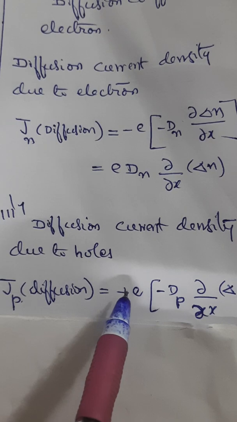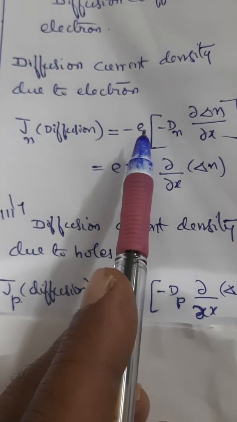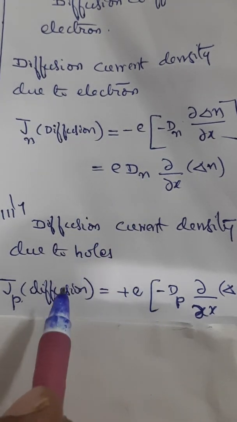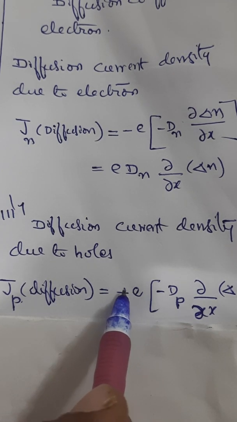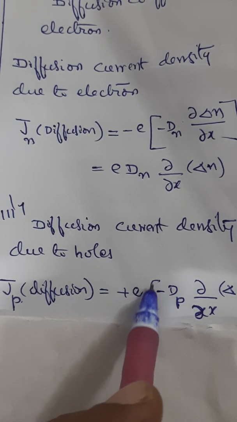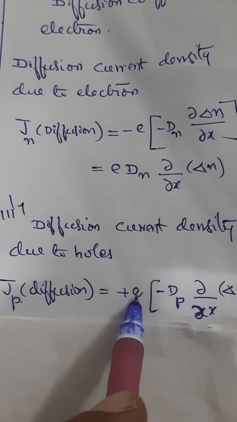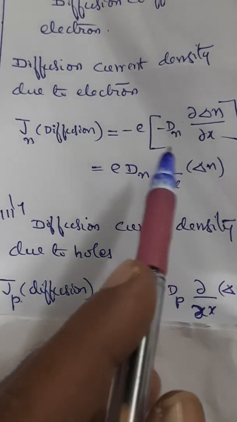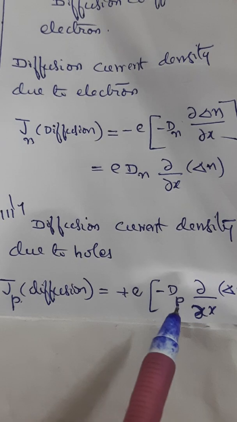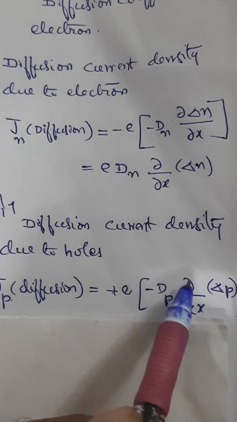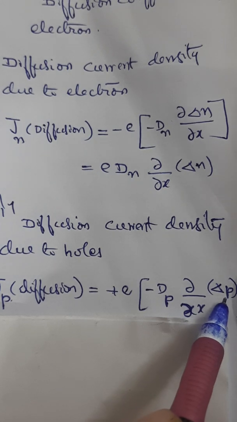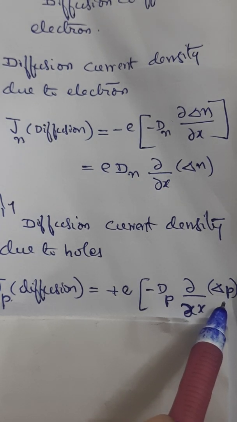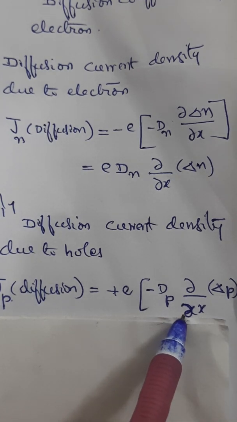Here I put plus E because already there is a minus there. Because you are taking holes, and a hole is a positive charge, the charge of an electron is taken as plus here. Understood? That's why we wrote it like this. The rest is the same. Instead of dn you will have dp, and the rest is dou by dou x of delta p. That means delta p is nothing but the excess hole concentration. That is what you have to understand.